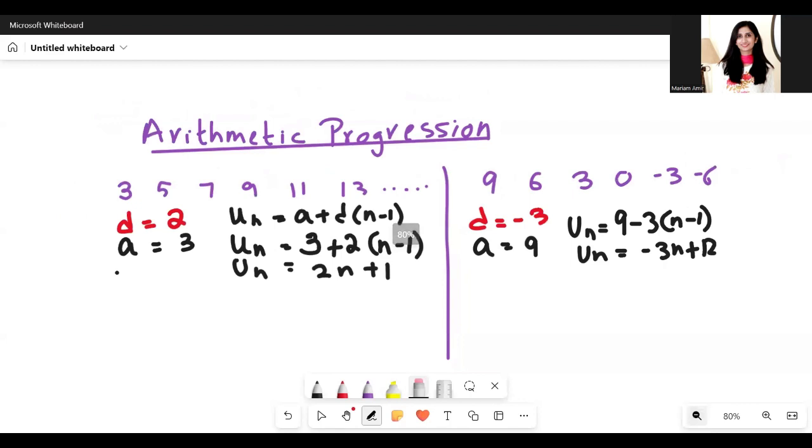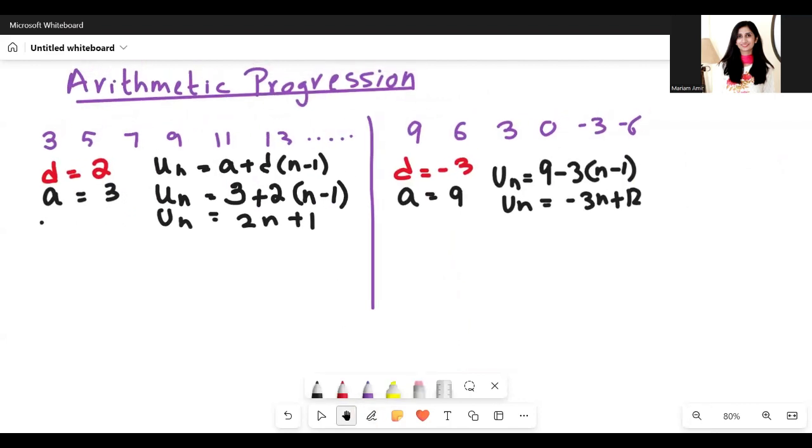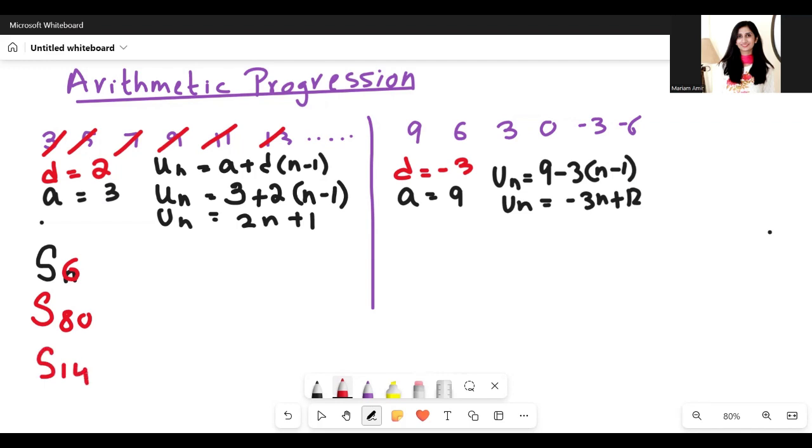Now let's move on and talk about more advanced concepts in arithmetic progression. Along with using the nth term formula, you should also know the formula for sum of n terms, which is represented by Sn. For example, if I need the sum of the first 6 terms, then I'm going to say S6. Or if I want the sum of the first 80 terms of the same sequence, then I'm going to say S80. Or the sum of the first 14 terms, then S14. So there's a formula to find sum of first n terms of this sequence.